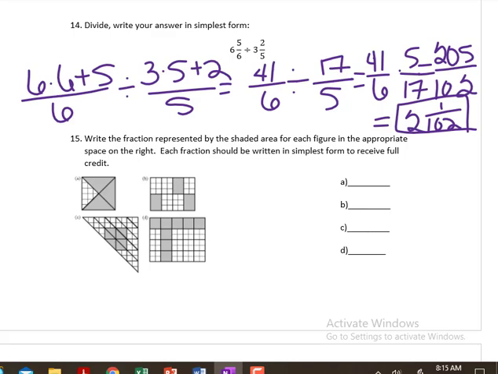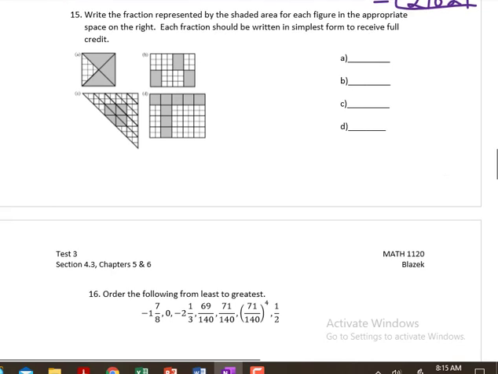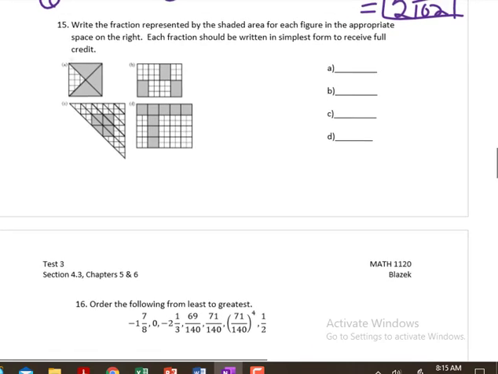15. Write the fraction represented by the shaded area for each figure in the appropriate space on the right. Each fraction should be written in simplest form to receive full credit. So what I see on A in 15 is each triangle represents 1/4 and 3 of them are shaded. So A will be equal to 3 out of 4 spaces shaded.